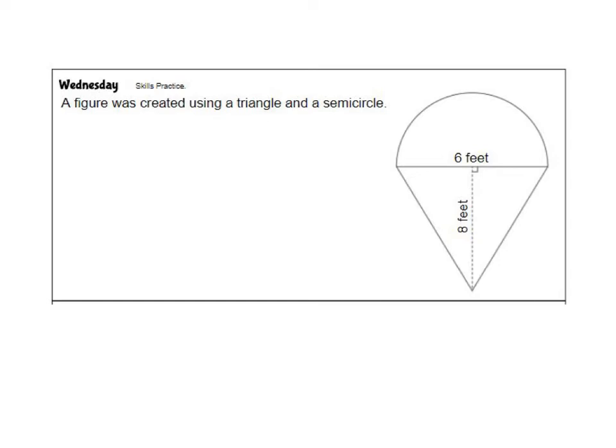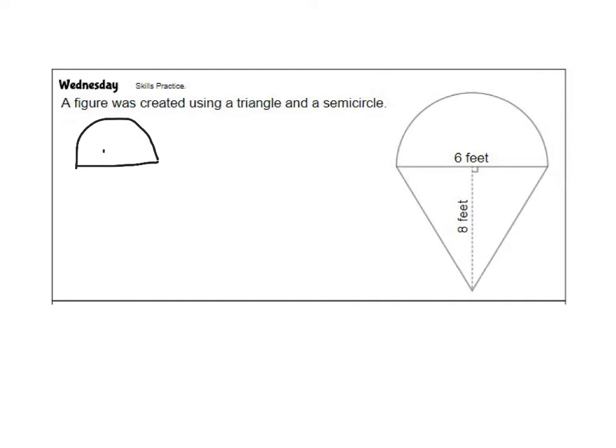A figure was created using a triangle and a semicircle. So if you could see this, this is actually a composite figure. And what we're going to do, we're going to go ahead and find the area of both shapes and add them together. So let's start with the first one. The first one is a semicircle.